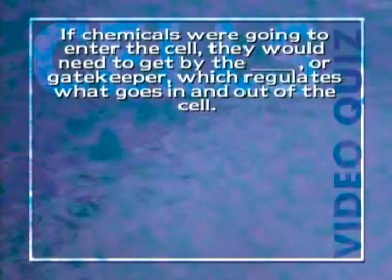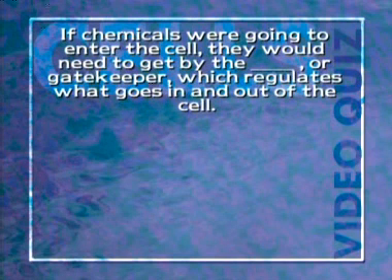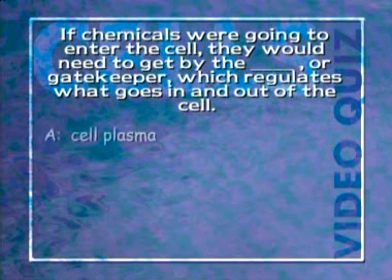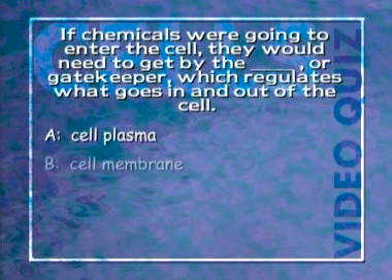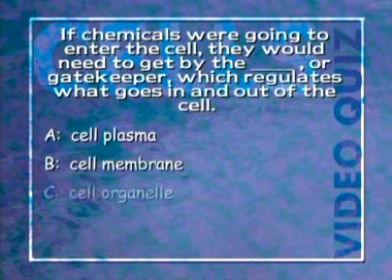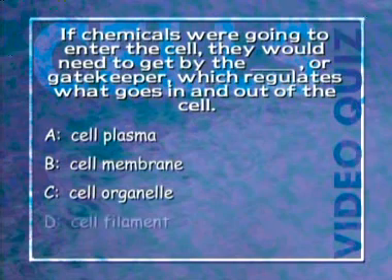Question 1. If chemicals were going to enter the cell, they would need to get by this organelle or gatekeeper, which regulates what goes in and out of the cell. A. Cell plasma. B. Cell membrane. C. Cell organelle. Or D. Cell filament.